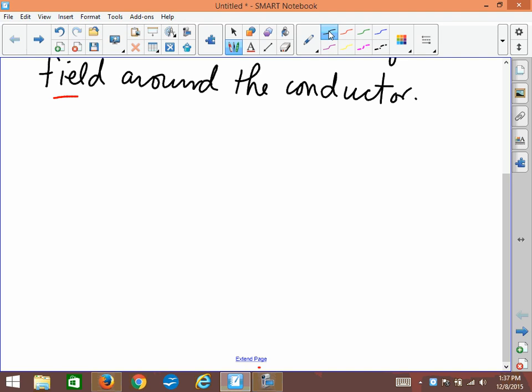Now the typical way that you see this drawn is you'll see a conductor or a wire drawn like so, and indicating the direction of charge flow. So we'll use conventional current, positive to negative, which means that the current direction on this conductor is from bottom to top.